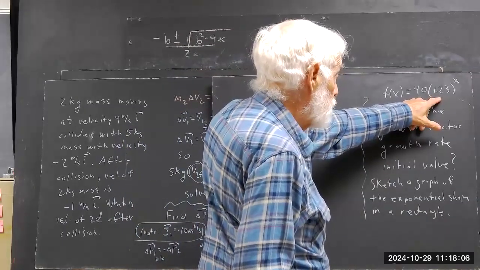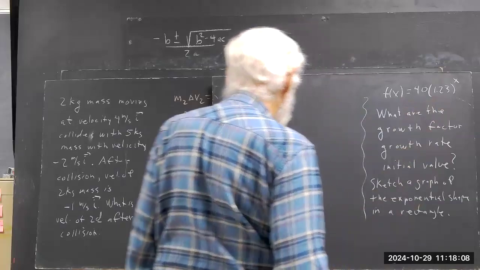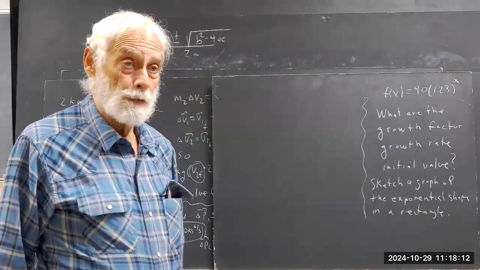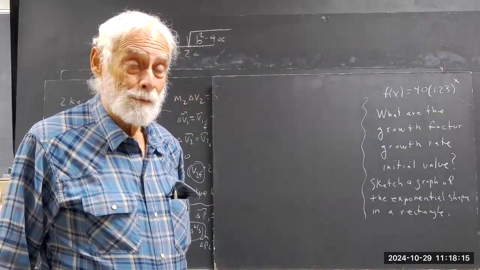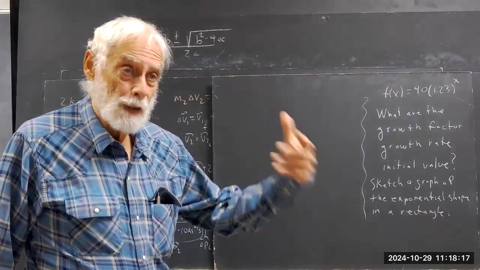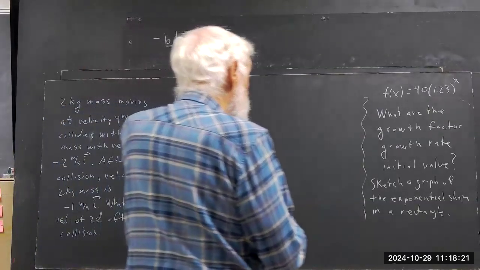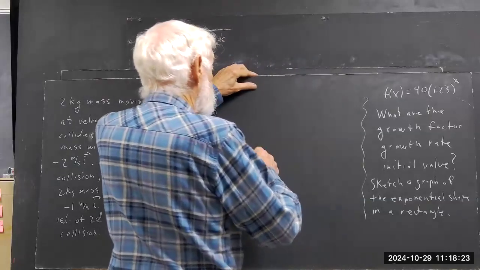This is not 2 to the x, it's 1.23 to the x. It still has a graph that looks just like the graph of 2 to the x, except for the labeling of the axes. And we'll see that in a minute. So anyhow, growth factor.